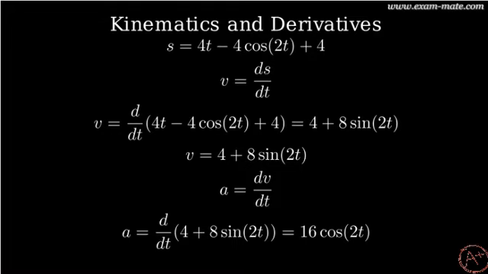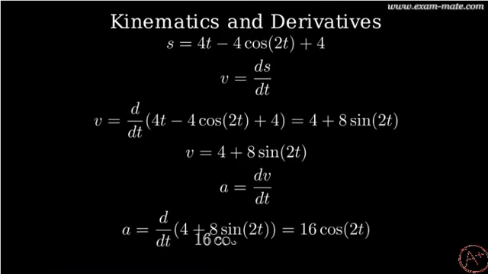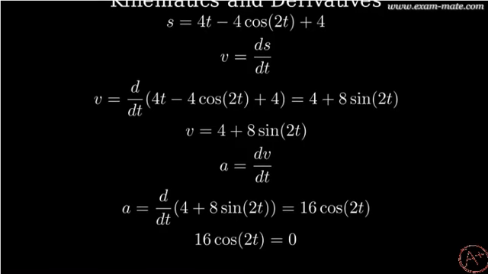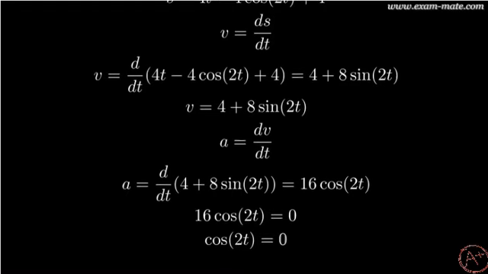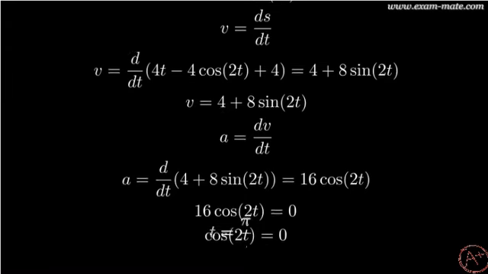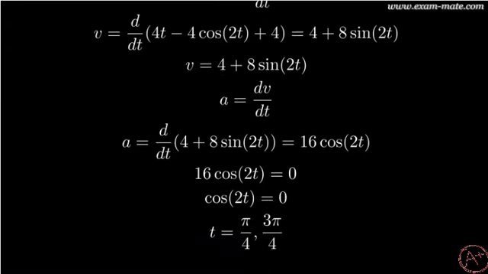For part D, we need to find when the acceleration is 0 between 0 and pi. Setting our acceleration equation equal to 0, 16 cosine of 2t equals 0. This means cosine of 2t equals 0. In this interval, this occurs when 2t equals pi over 2 and 3 pi over 2, which means t equals pi over 4 and 3 pi over 4.